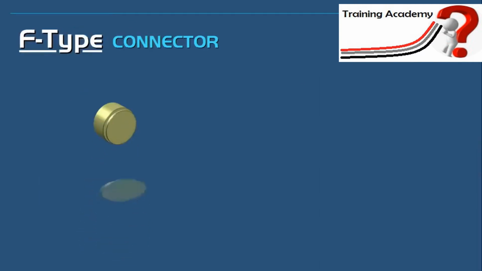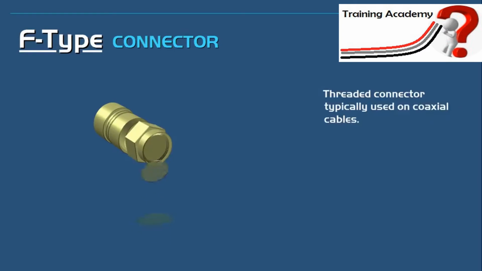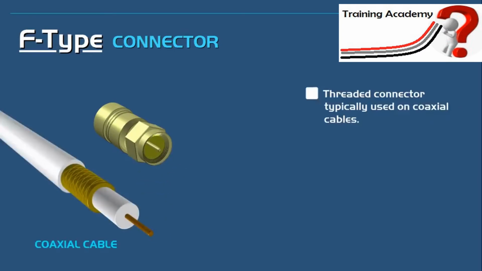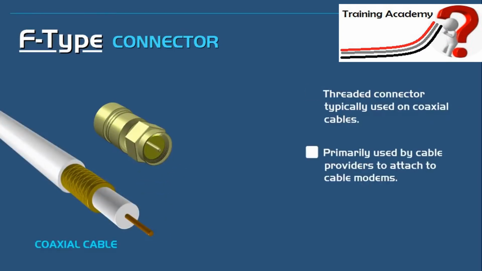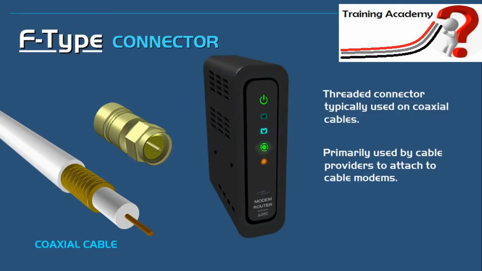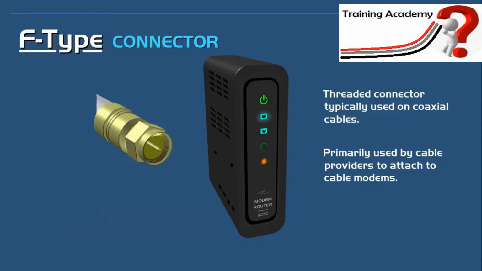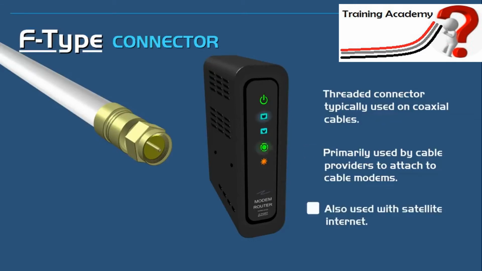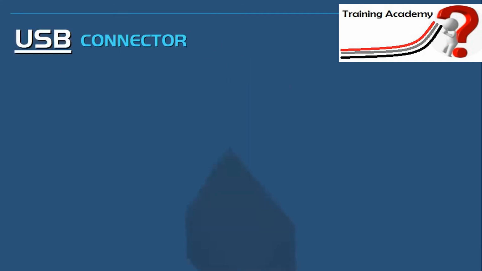The next connector is the F-type. These are threaded and mainly used on coaxial cables. These are used by cable providers and satellite so that you can connect them to the equipment, for example, a cable modem or a set-top box. For example, if you have Virgin Media, you will find these on the end of the cable that connects to your modem and your set-top box. Also, if you have Sky, these will connect one end to the dish and one end to your set-top box. These are also used on broadband satellite.